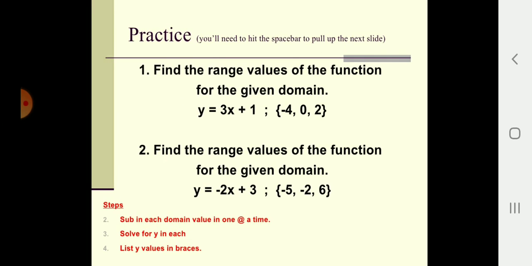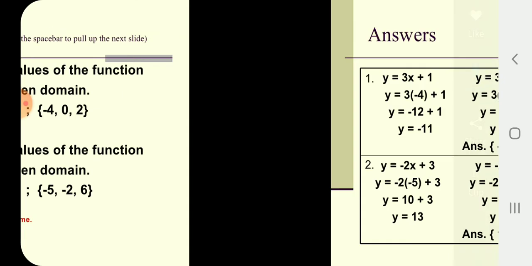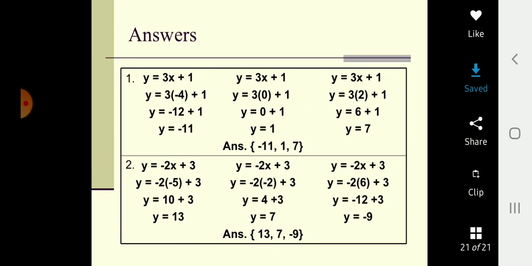Number two, find the range value of the function for the given domain. y equals negative 2x plus 3. So y equals negative 2 times negative 5 plus 3. Negative 2 times negative 5 is positive 10, plus 3. So 10 plus 3 equals 13.